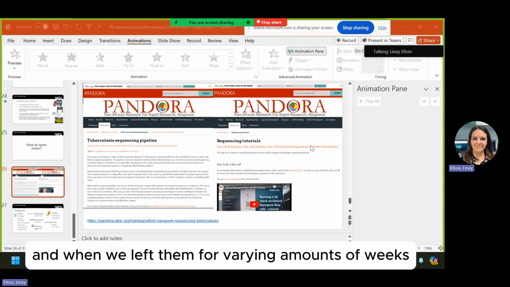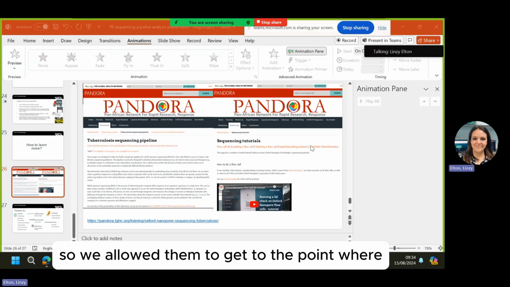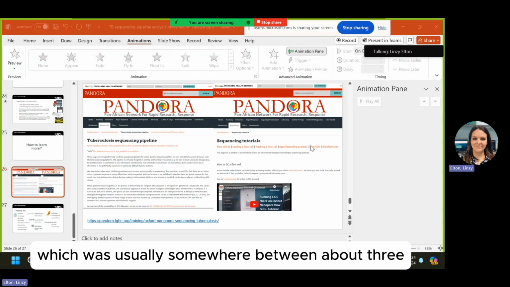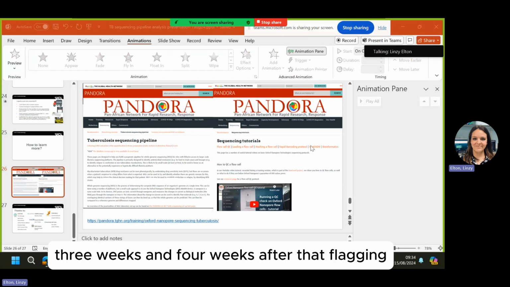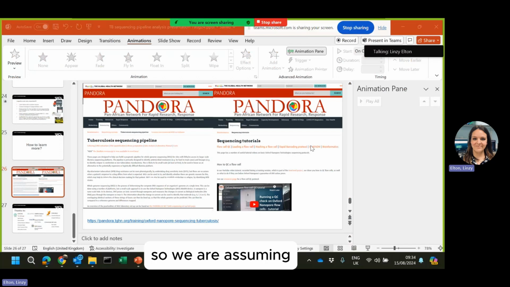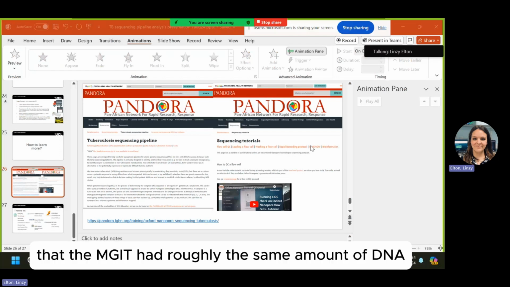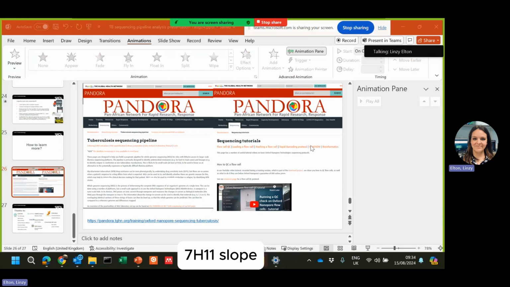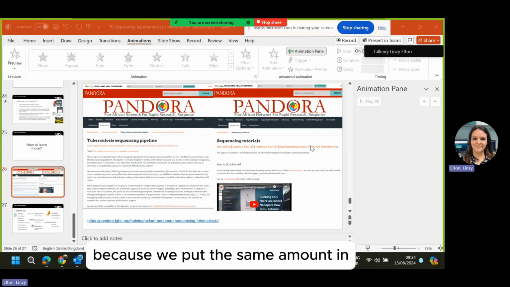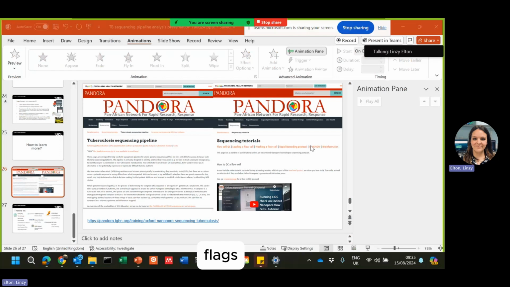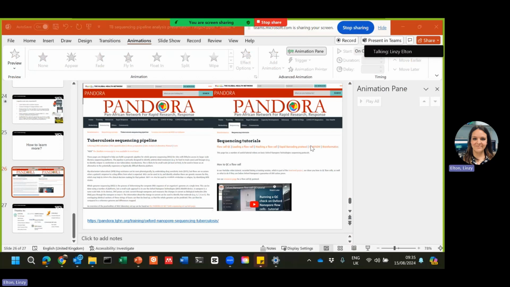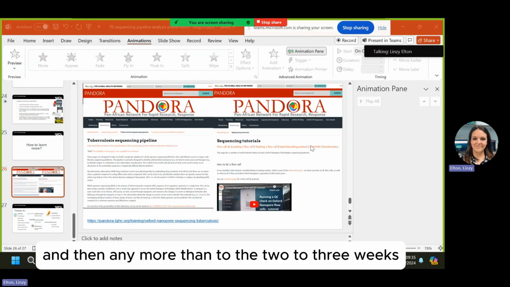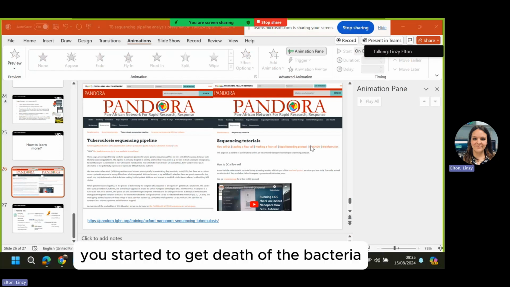And we left them for varying amounts of weeks. So we allowed them to get to the point where it flagged in the MGIT tube, which was usually somewhere between about 3, 4, 5 days. And then we allowed them to grow for 2 weeks, 3 weeks, and 4 weeks after that flagging. So we are assuming that the MGIT had roughly the same amount of bacteria in as the 7H11 slope, because we put the same amount in, and then the MGIT tube flagged, and then we sort of used them at the same time point. So we found that if you grew them for 1 week post flagging, it wasn't enough. 2 weeks worked quite well, and then any more than sort of 2 to 3 weeks, you started to get death of the bacteria.